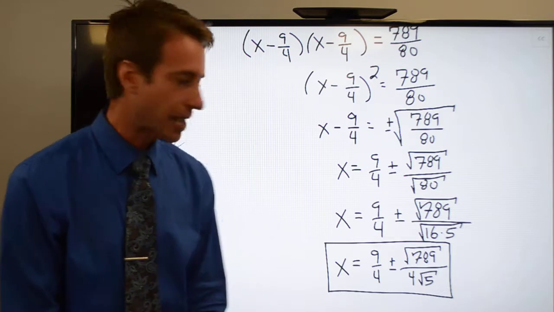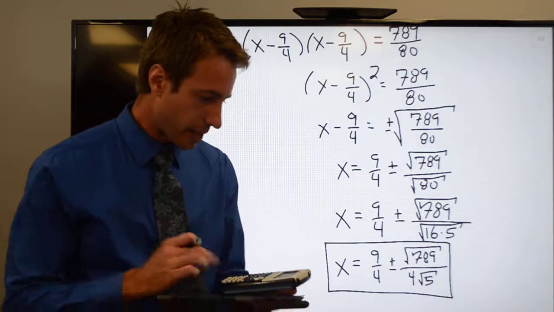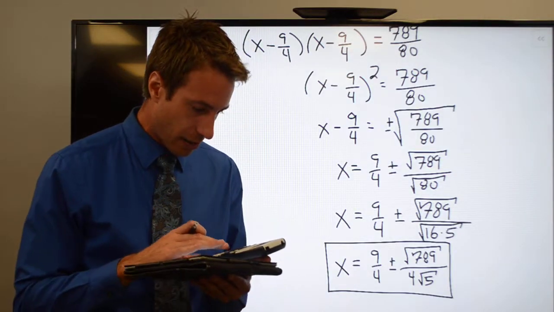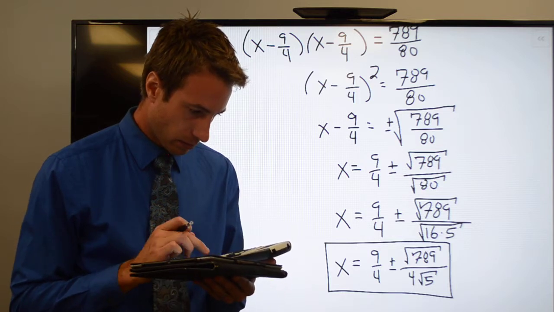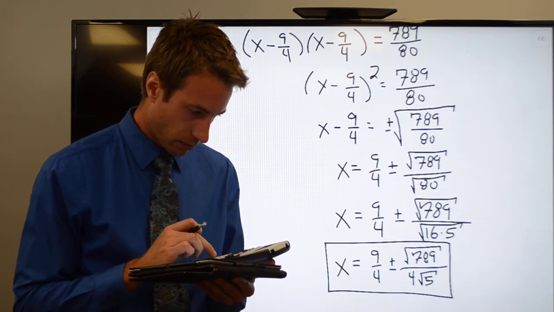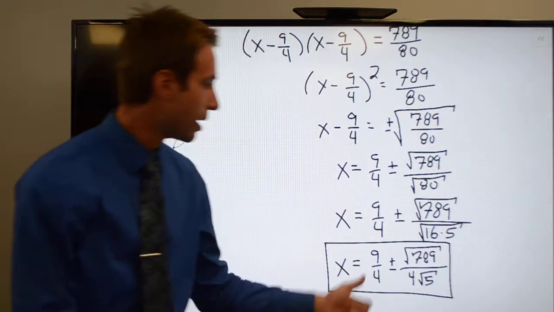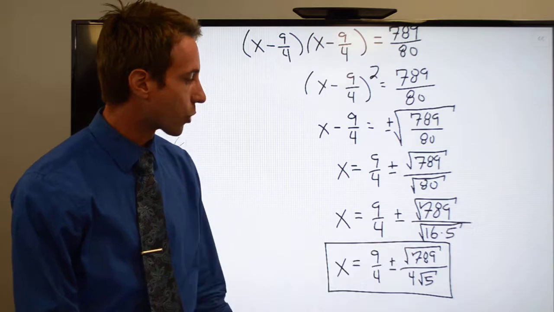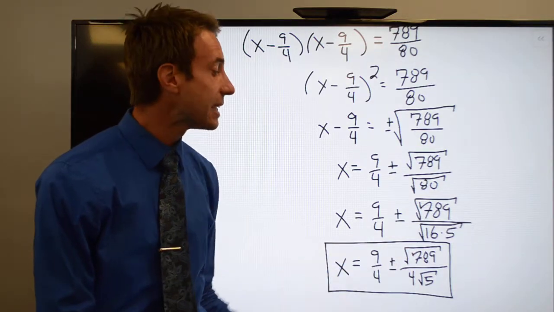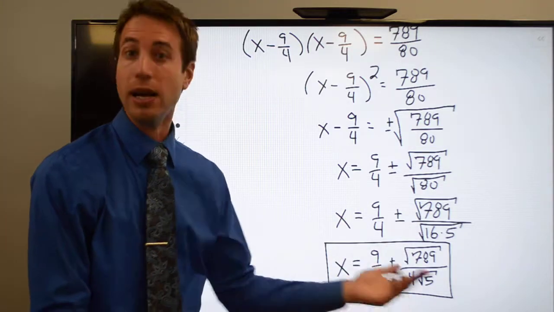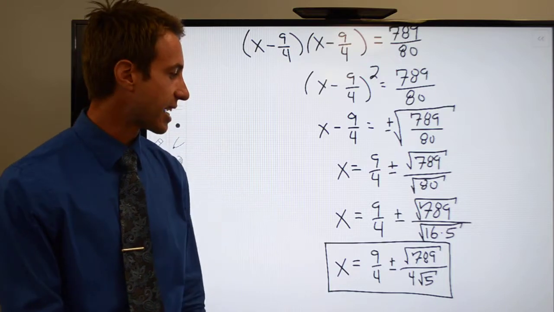I don't believe 789 is divisible by our perfect squares. Hang on, let me grab my calculator just to make sure. Nope, that's as far as you can go right there. It's going to be your answer, 9/4 plus the square root of 789 divided by 4 times the square root of 5, or 9/4 minus the square root of 789 divided by 4 times the square root of 5. Those are your two roots, x-intercepts. That's where your parabola is going to cross the x-axis.